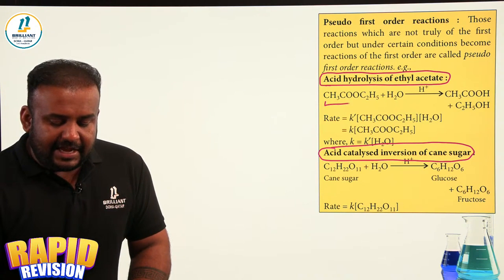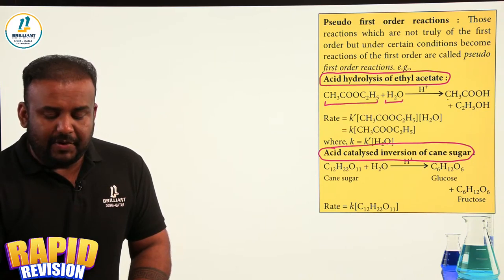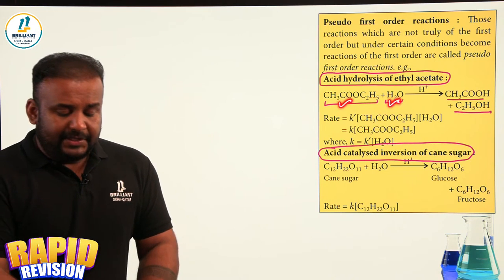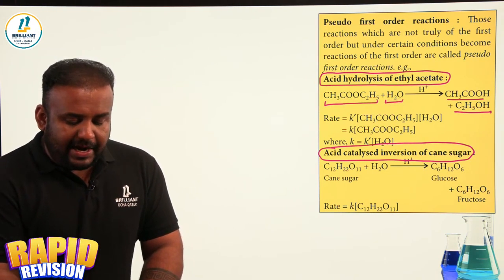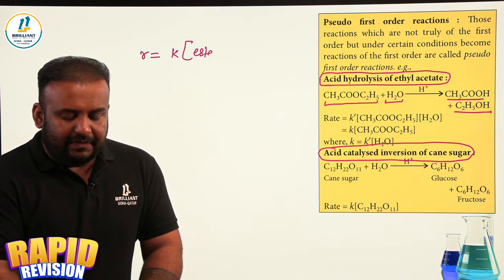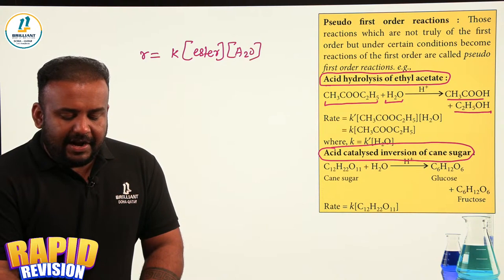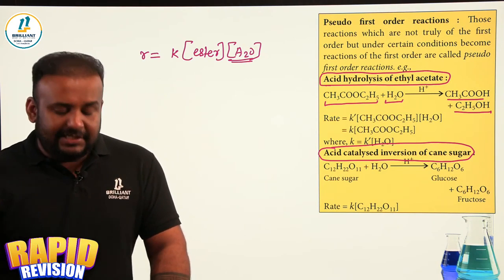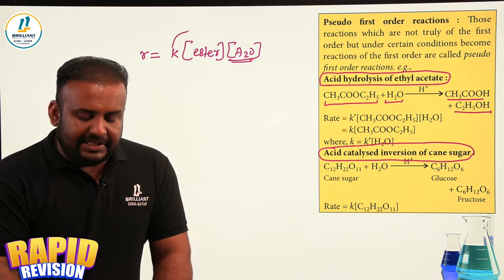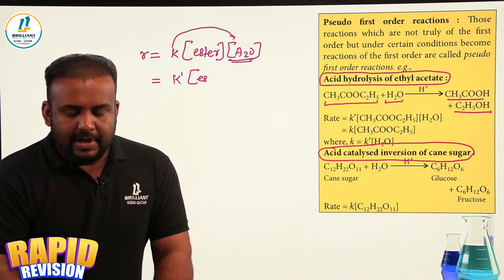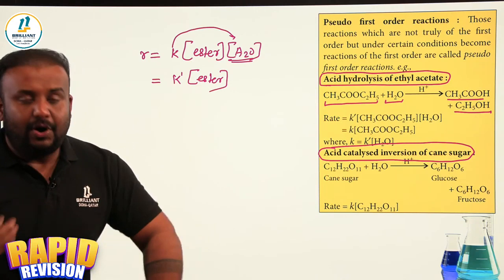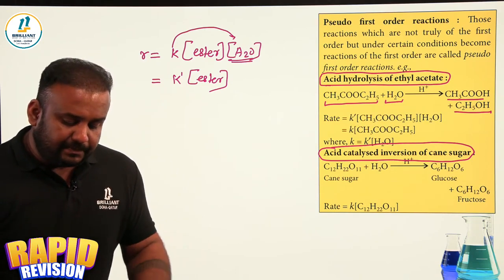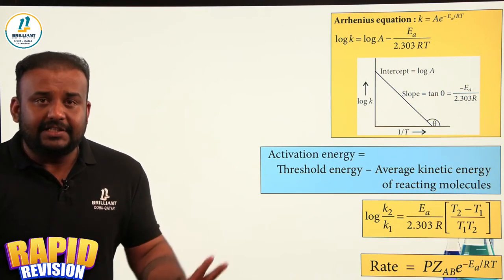Look at this. If you take ethyl acetate and hydrolyze it with water in acidic medium, you get acetic acid and ethanol. This is the reaction. In this there are two reactants, one is ester, one is water. So normally when you write the rate equation, how do you write? R is equal to K into concentration of the ester into concentration of the water. But in reality, the water's amount is so high that it is not going to change much. Hence, it can be taken as a constant. So instead of writing this K into H2O, you can write it as K dash into ester's concentration. So it is dependent only on the concentration of the ester. So that's why it is called a pseudo first order reaction. Remember the examples, okay? Cane sugar hydrolysis, ester hydrolysis.